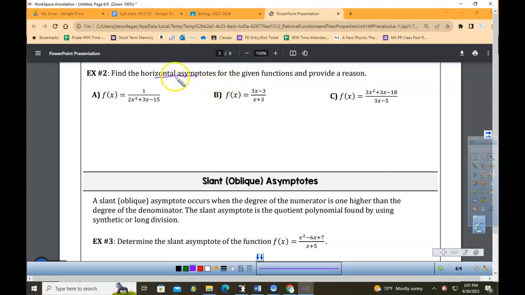So on A, my top power is x to the 0, correct? 0 degrees, because it's a constant. The bottom is 2, because it's x squared. So my top is less than the bottom, right? Now if our top is less than the bottom, according to my chart, my horizontal asymptote will be y equals 0. And that's my reason.